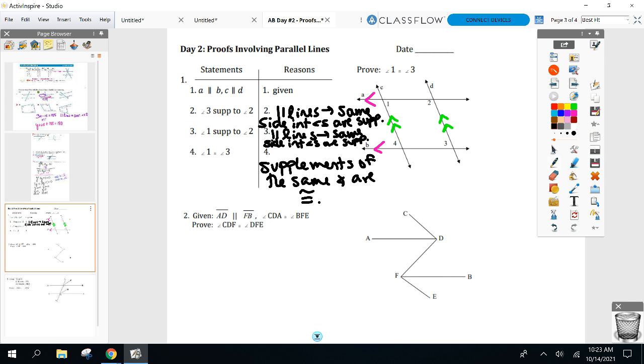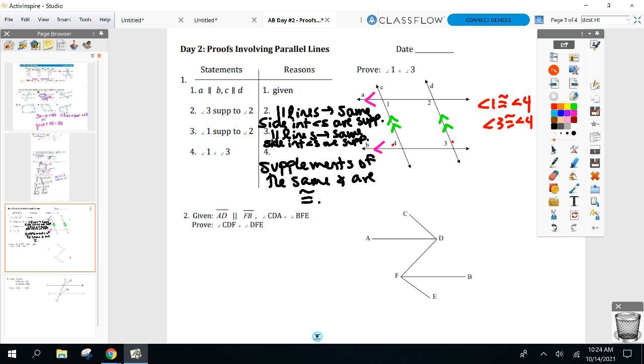Real quick, and we're not writing this down, what type of angles are 1 and 4? Alternate? So what do I know about them? Ready, guys? 1 is congruent to 4, isn't it? Because they're alternate interior. What do you know about 3 and 4? What type of angles are they? Corresponding. What do I know about corresponding angles?